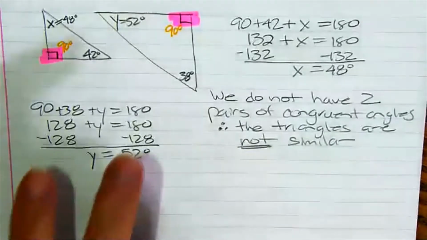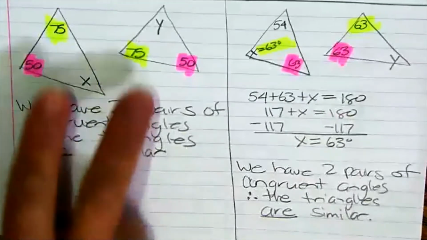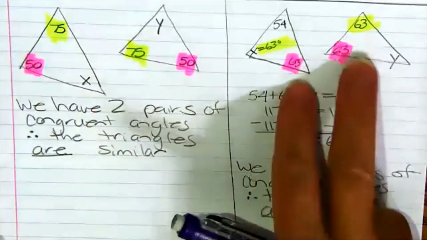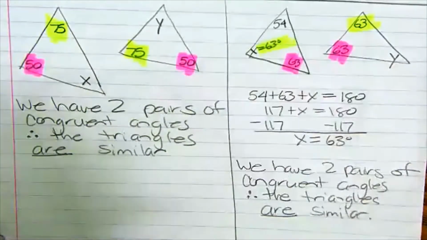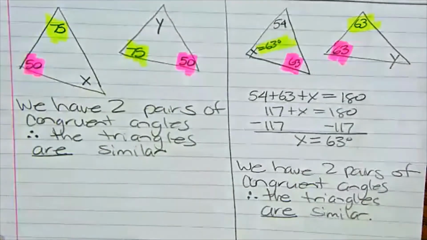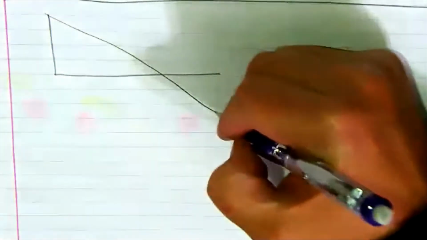So for triangles to be similar, you have to have two pairs of congruent angles. And sometimes you have to do math to figure out X or Y to determine whether you have two pairs, okay? Now, sometimes, well, actually a lot of times in the book and on a lot of the testing, you're gonna see a problem that looks like this.